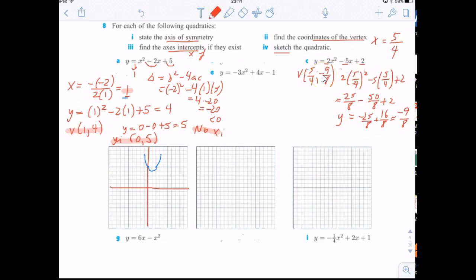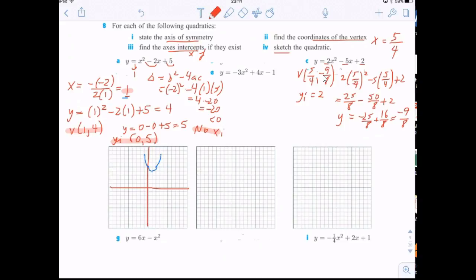So to find the y-intercept, we're just going to plug in 0 for x. So we're going to get y equals 0 plus 0 plus 2. So the y-intercept is actually equal to 2. How do you find the x-intercept? Well, we find the x-intercepts by finding the roots.